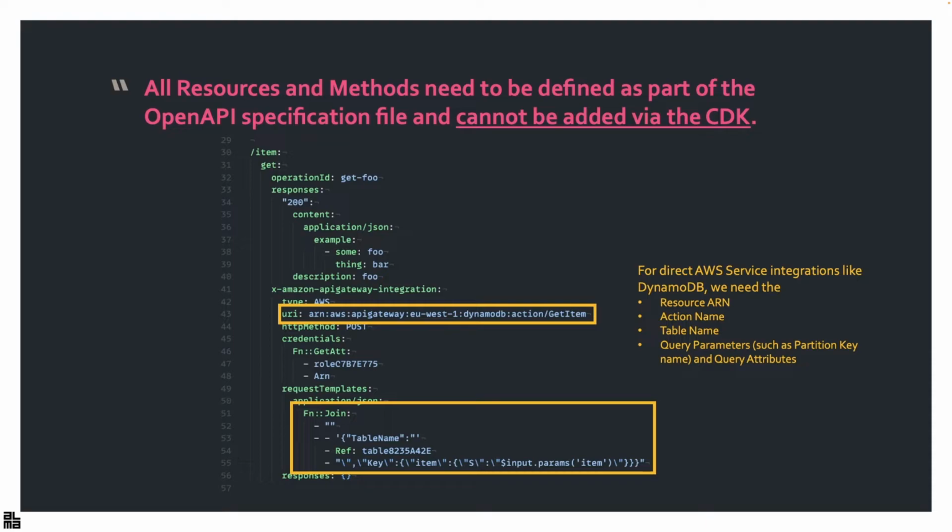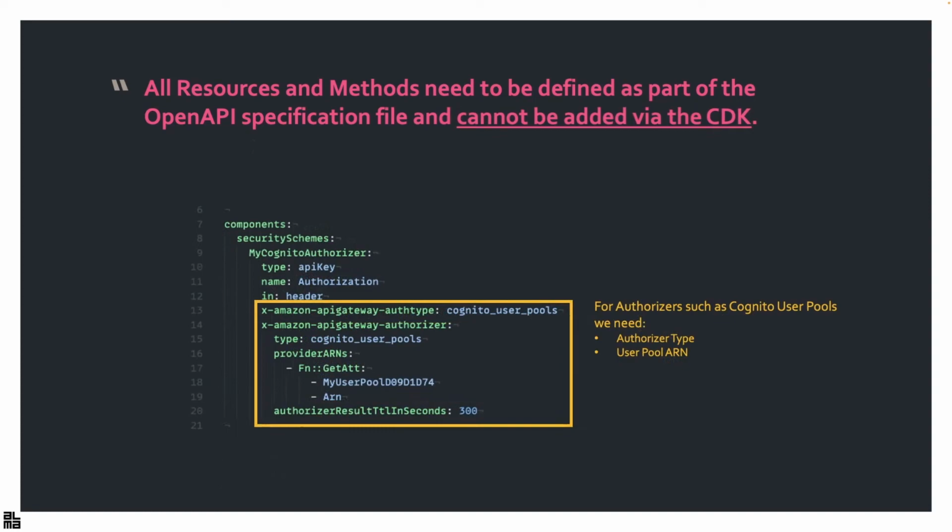When you're doing direct AWS service integrations like DynamoDB, you need to pass a lot of different values into the template or into the OpenAPI specification. You need to have the ARN of the, in this example, DynamoDB database, the action name, the table name, the key name, etc. So there's a lot of things you need to pass from CDK to your OpenAPI definition.